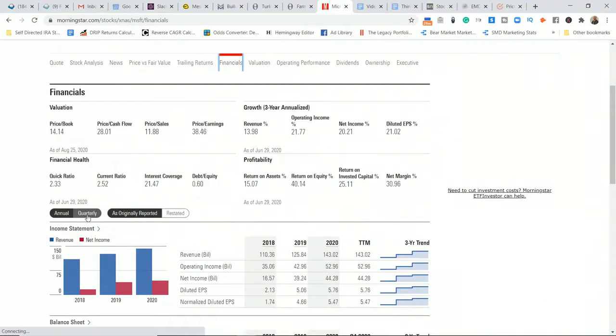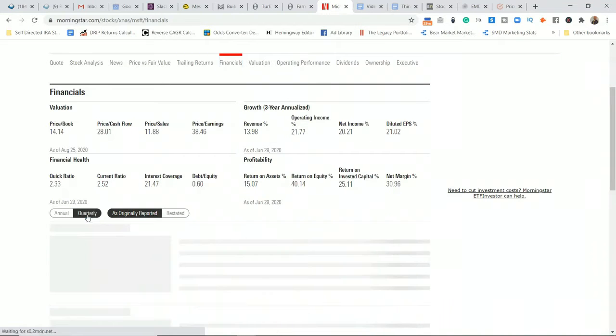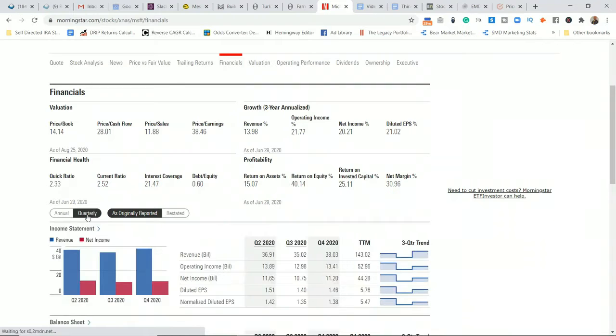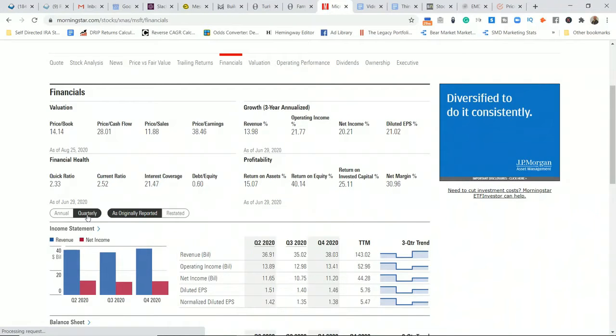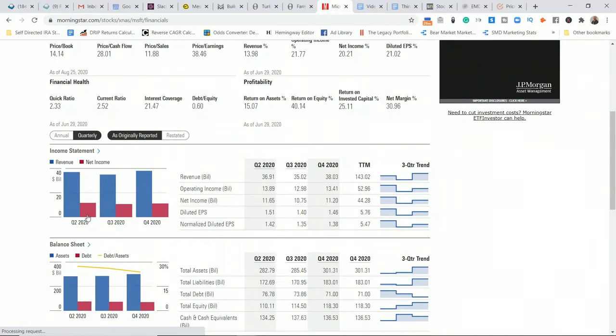You always want the quarterly numbers. The only time you pretty much want the annual numbers is when you're comparing year-to-year periods. You always want the quarterly numbers. They pretty much always have the most up-to-date information. Even if the company just released their annual report, the quarterly report will show the most recent information.